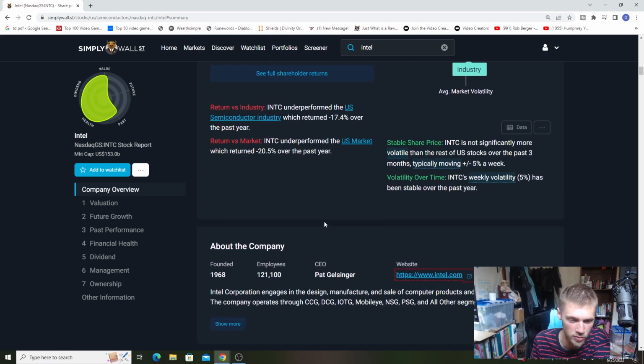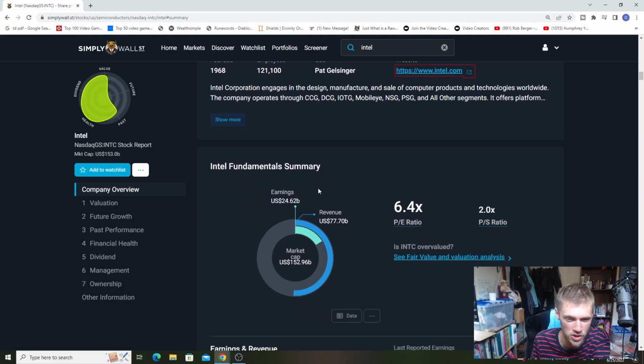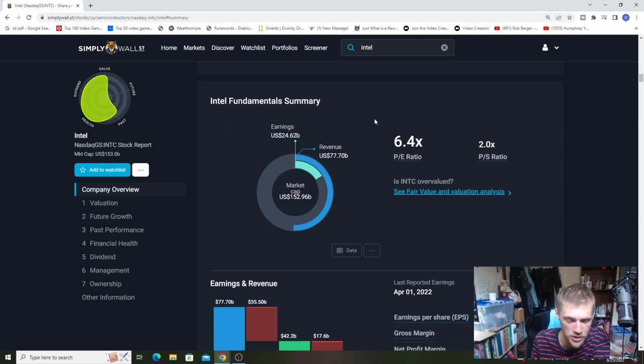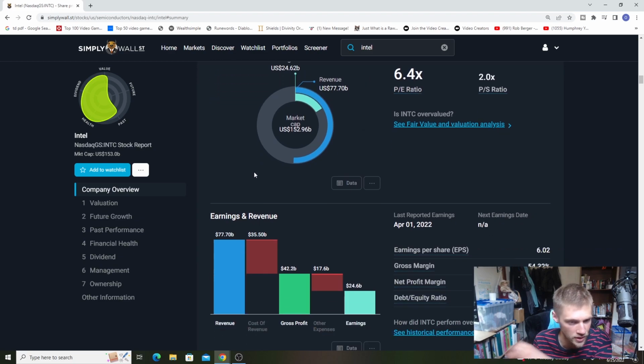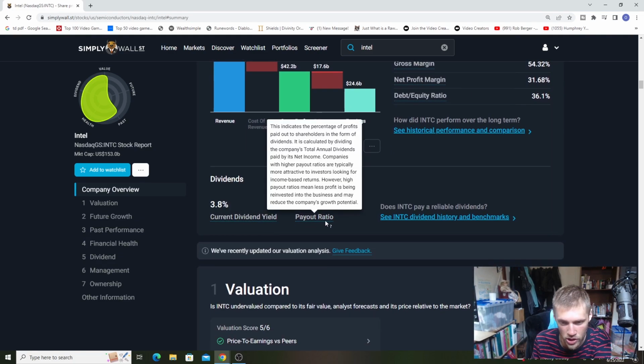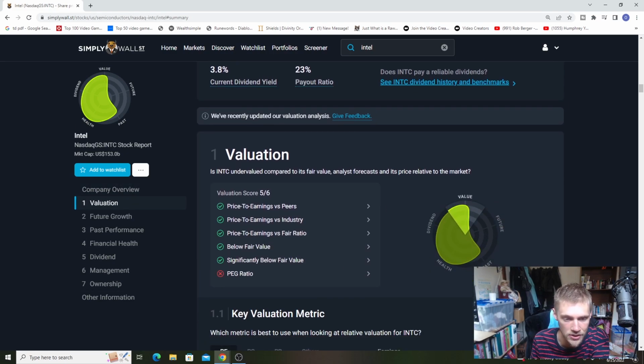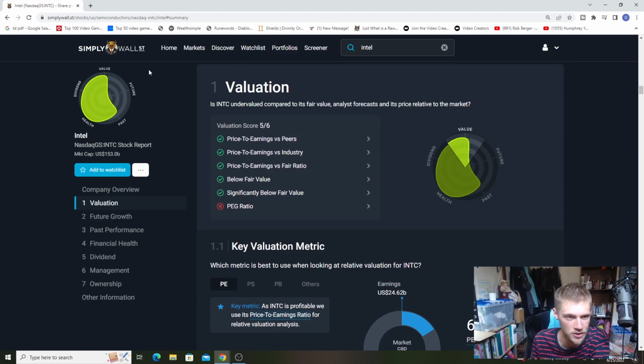And once again, some more information here about the company. You can see when it's founded, employees, CEO. You can check out the website and different information with that. You can see the fundamental summary, so PE ratio, different things like that. Earnings and revenue, if you guys want to check out the revenues. Dividends, payout ratio. So once again, a lot of basic information, but it's nice that it's all in one place. You don't have to search around, and it is cool that they have these little graphs and this easy to digest information. That's why I'm a big fan of it.